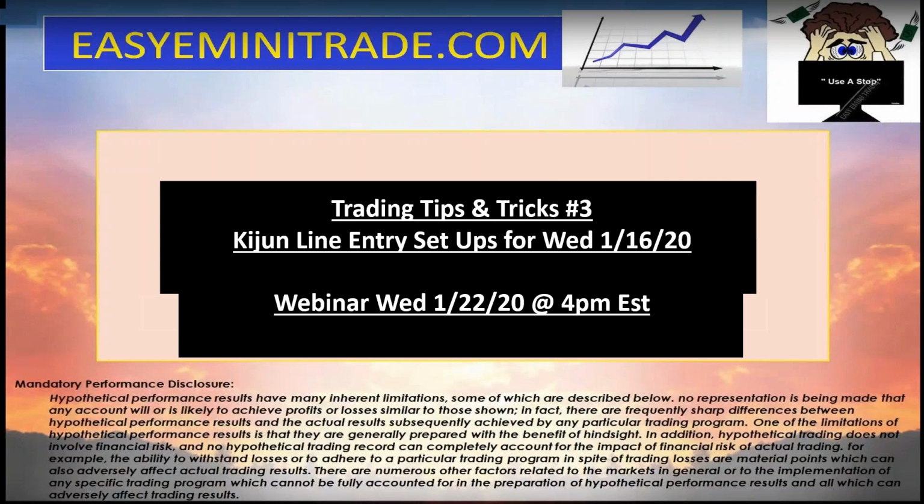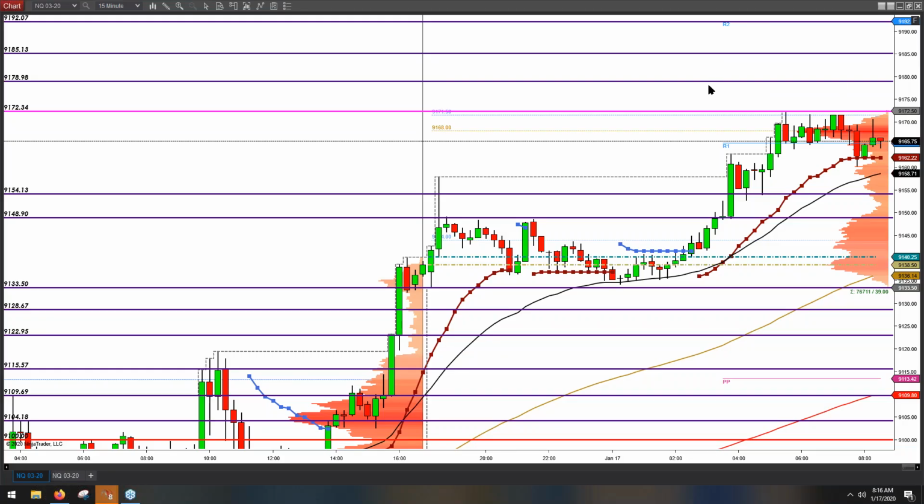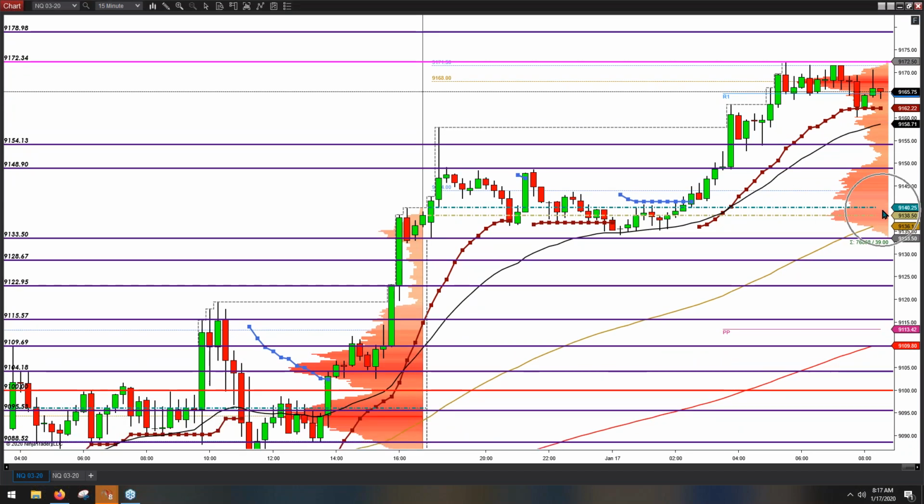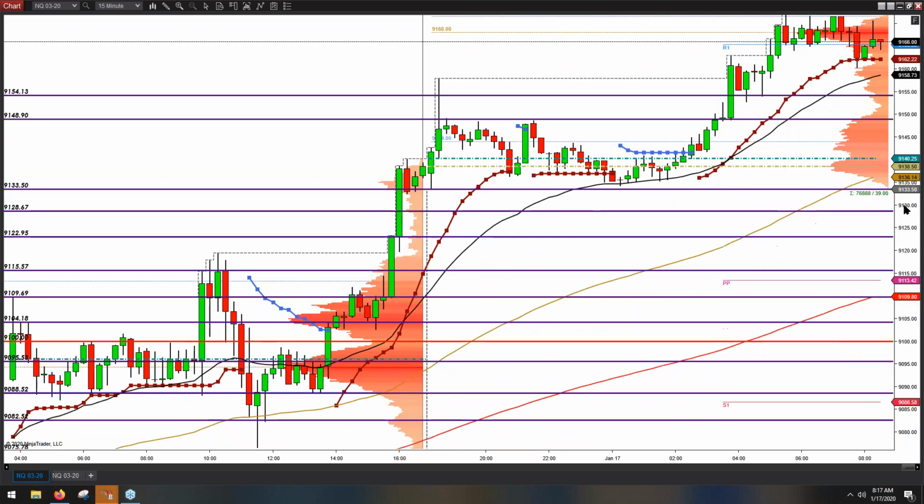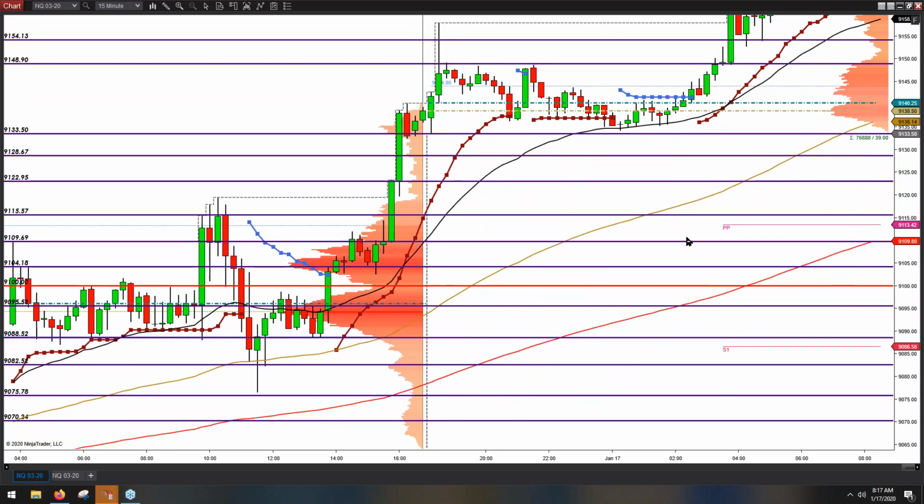Okay, so let me show you some stuff. What you're looking at is NQ on a 15-minute chart, and this is 8:16 on Friday morning. You can see I've got the volume profile over here on the right-hand side, and this is just showing the current day. If you look over here, you can see yesterday.